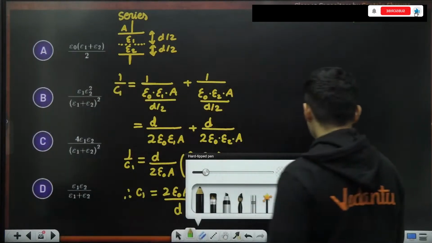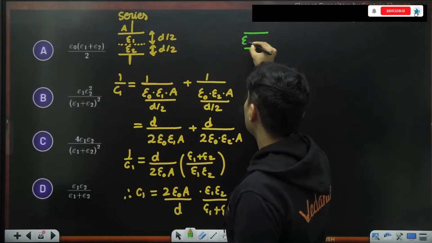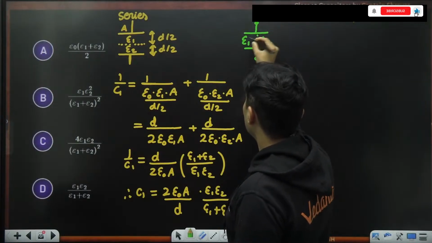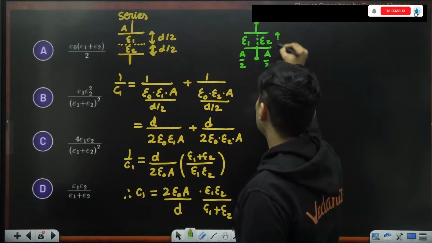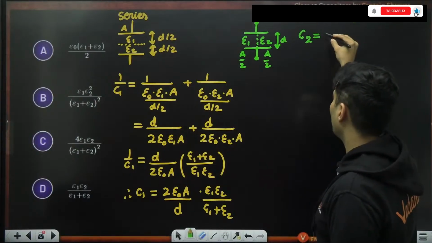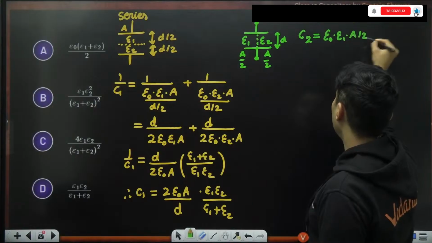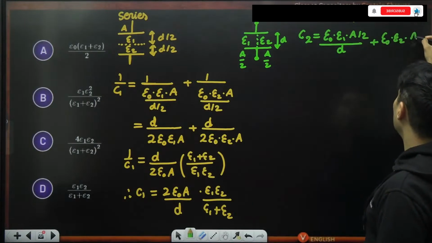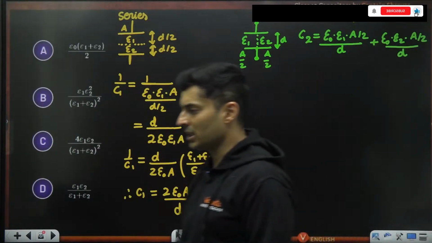Similarly, do the same thing for parallel. This is epsilon 1, this is epsilon 2. They are separated. The terminals are here. The area will get distributed, A by 2 and A by 2. The distance between them will be the same. So the capacitance will be the addition of both of them. So epsilon naught into epsilon 1 A by 2 by D plus epsilon naught into epsilon 2 into A by 2 by D. I hope everybody is clear why we are doing this, right?